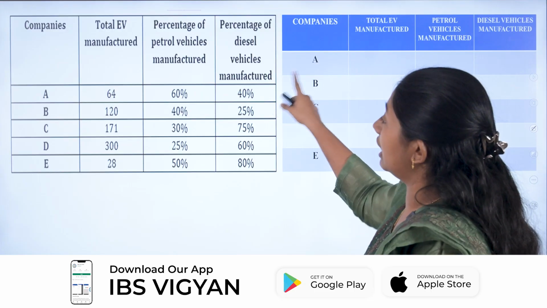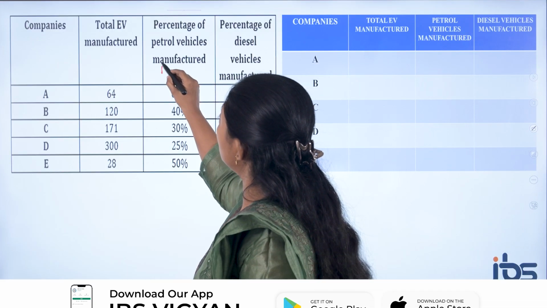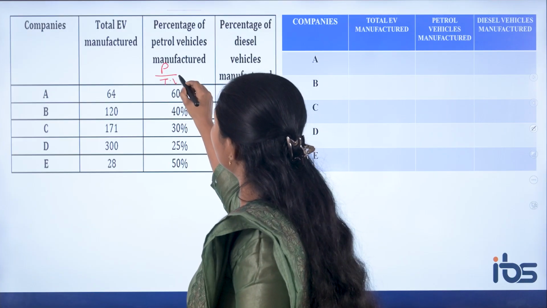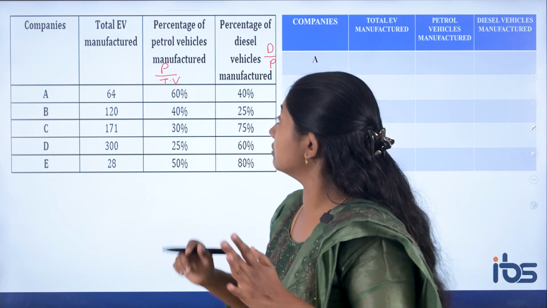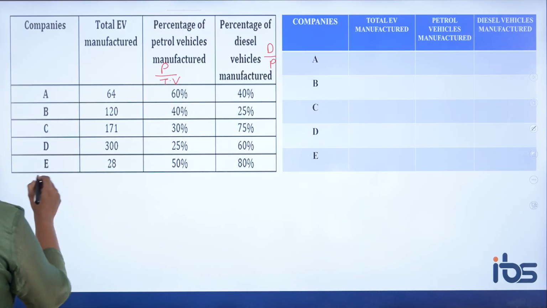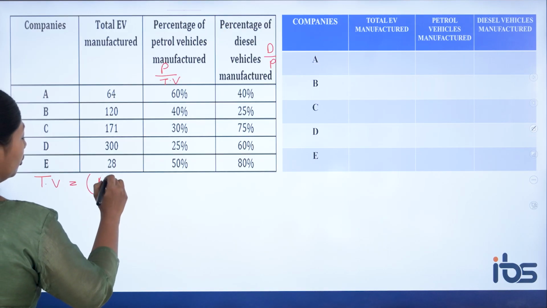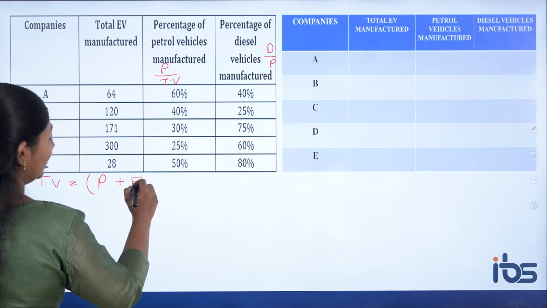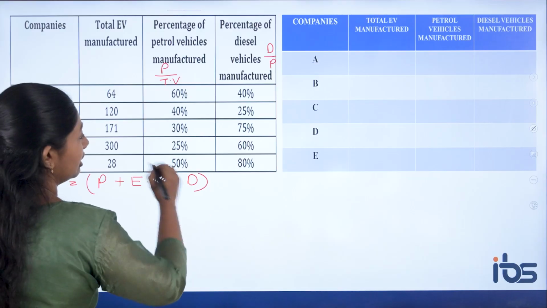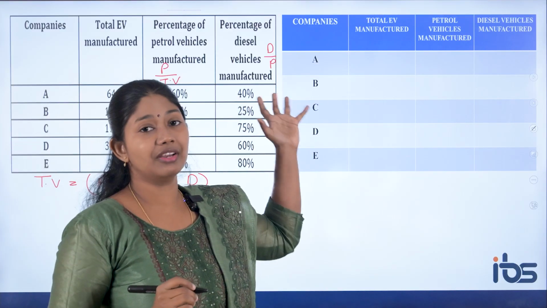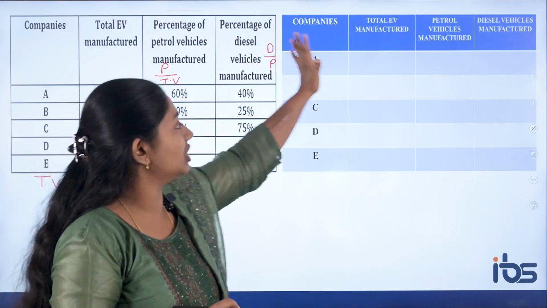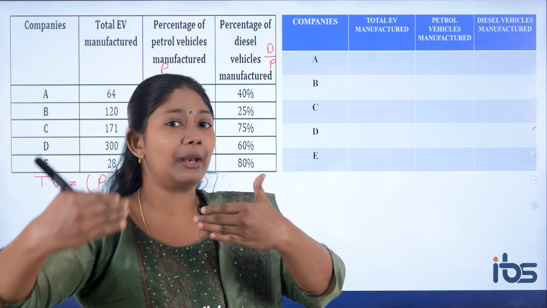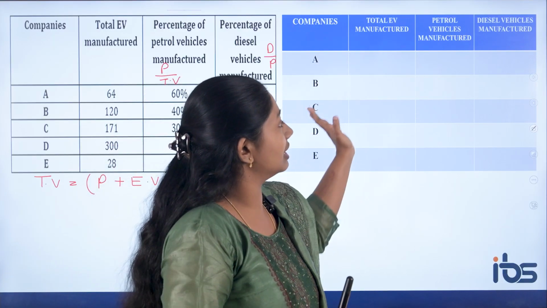Here I have mentioned, and this we already know: petrol is with respect to the total vehicles and diesel is with respect to the petrol vehicles. So from this we know total vehicles manufactured is nothing but petrol vehicle plus EV vehicle plus diesel vehicle. Already a table DI is given to you, but from this you have to find out these percentage values, with respect to the parameters they have given. So let me decode this into a table form.